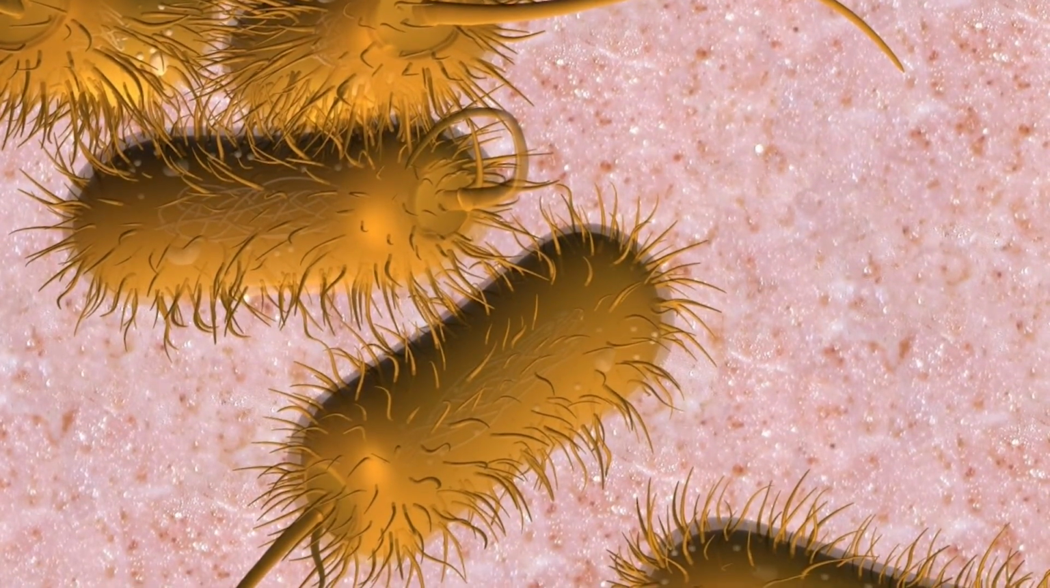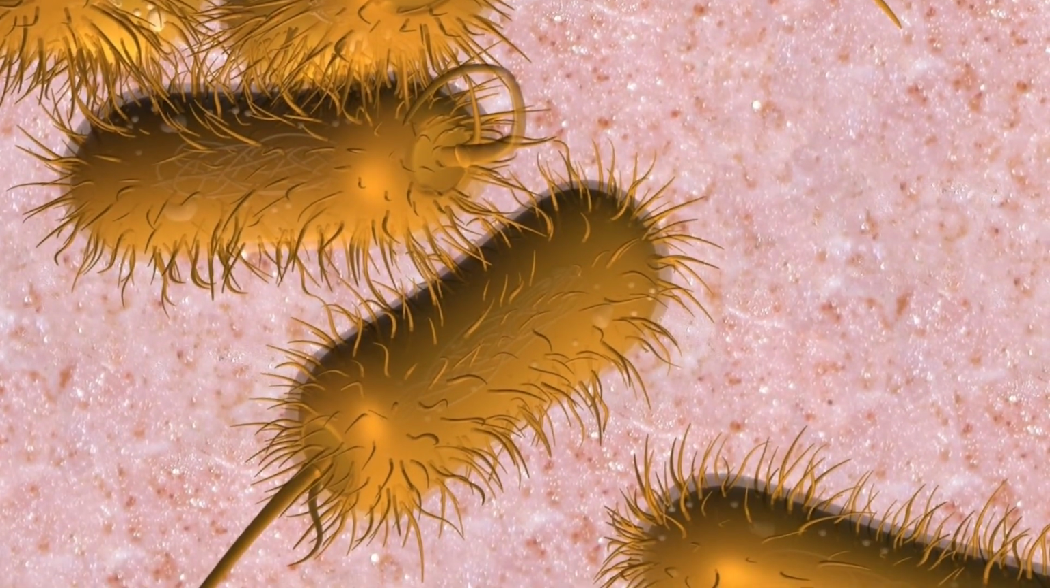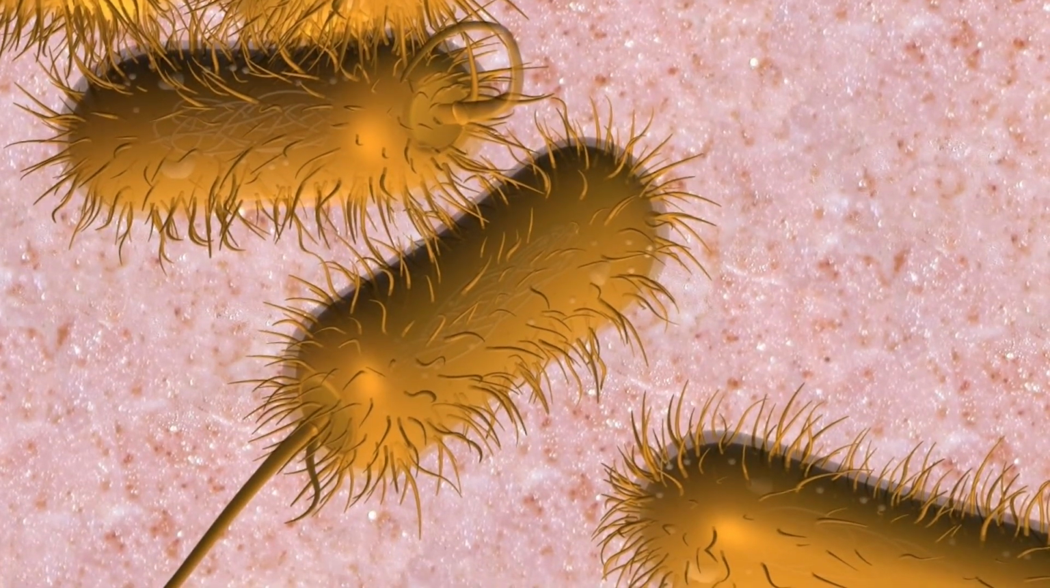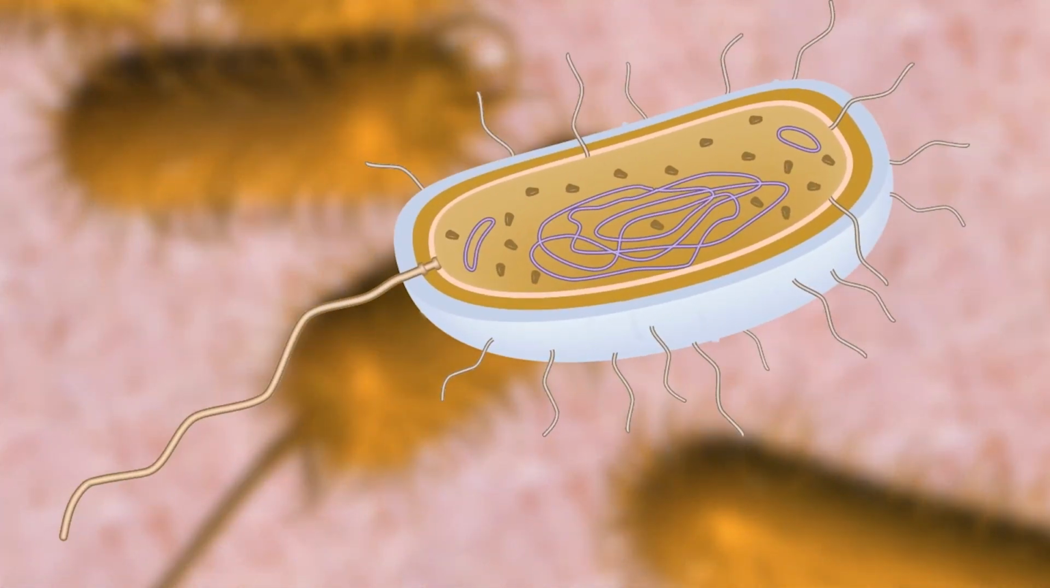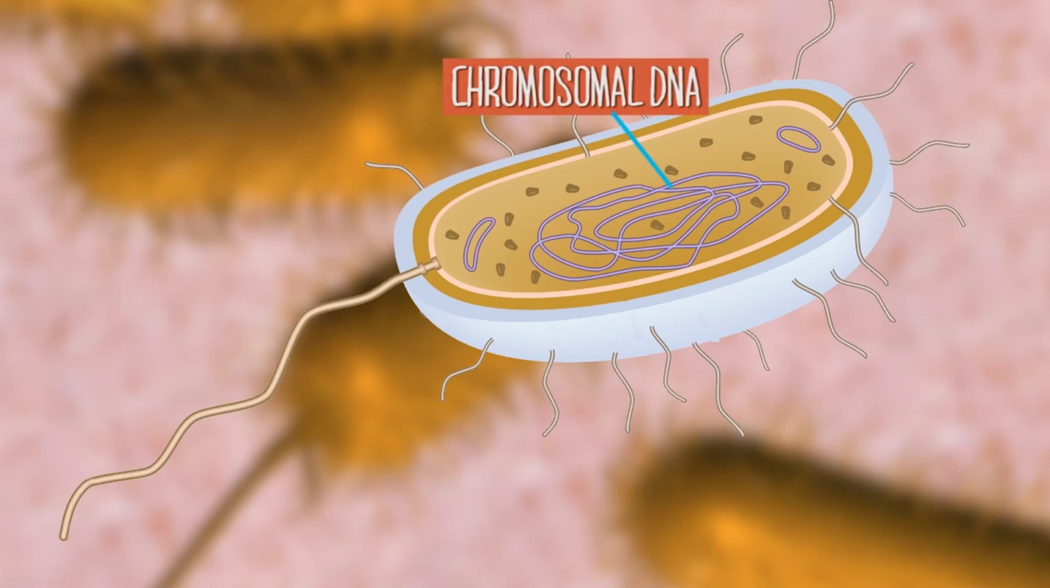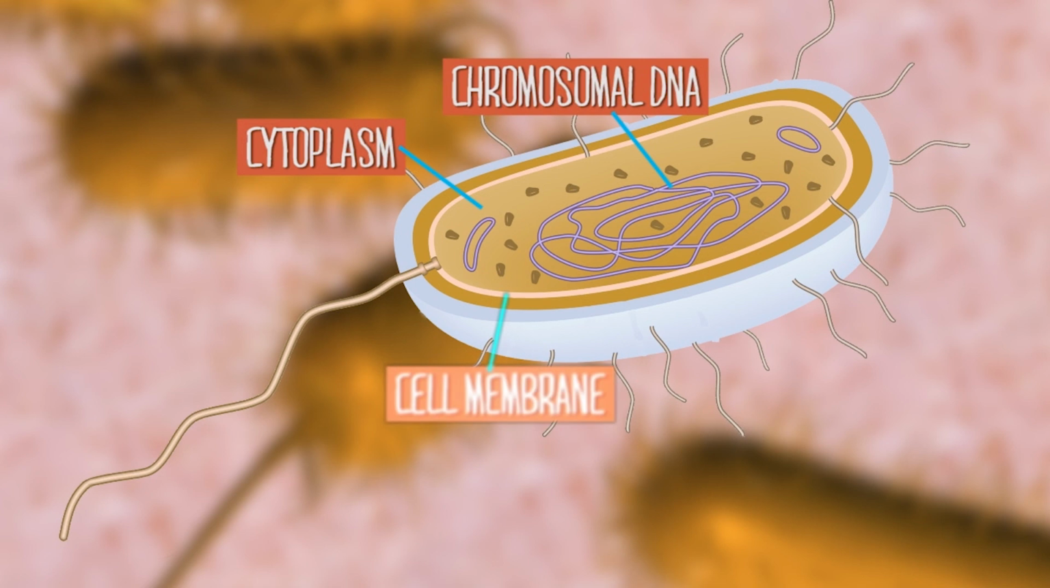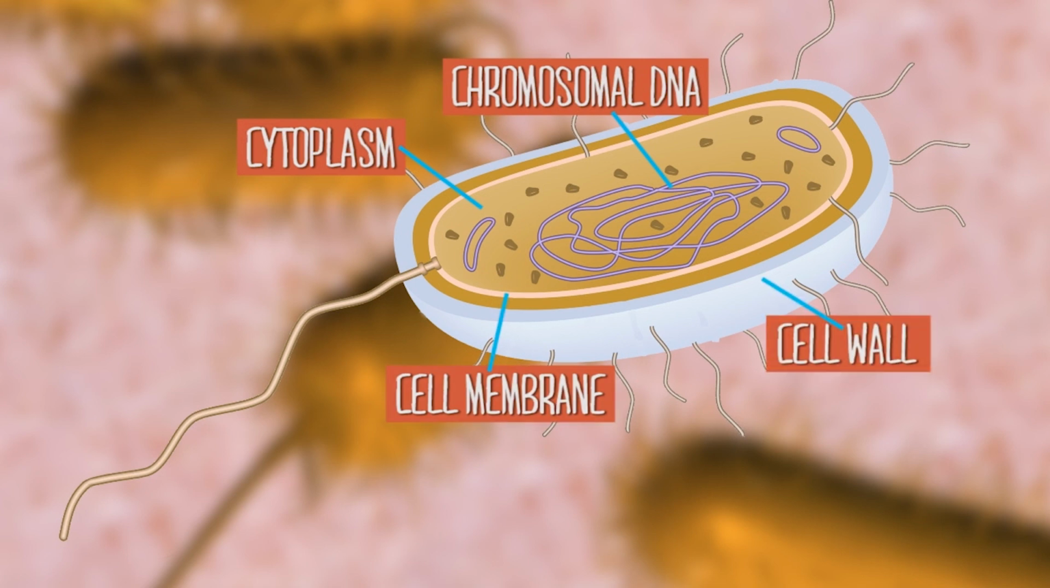Bacteria are very small, single-celled organisms, and their cells are quite different to plant and animal cells. It's clear straight away that they don't have a nucleus. Their genetic material consists of a circular strand of DNA that's found in the cytoplasm. They do, however, have cytoplasm, a cell membrane, and a cell wall, although the cell wall isn't made of cellulose.